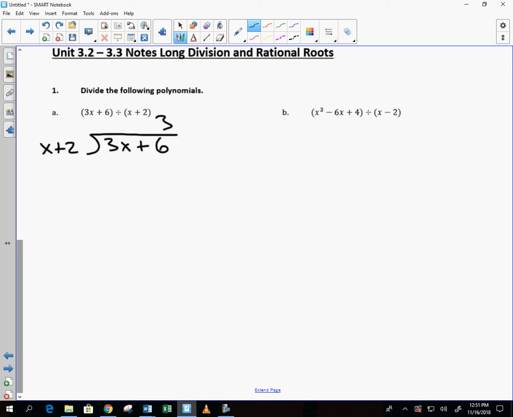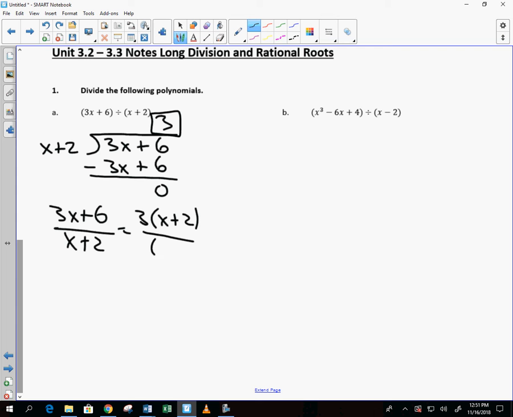We multiply back through. 3 times x is 3x. 3 times 2 is 6. Subtract. There is no remainder. So the answer is 3. That should not be surprising to you. 3x plus 6 over x plus 2, you could have just factored a 3 out of the top and see that the x plus 2's cancel, right? That's what you're doing when you're dividing.